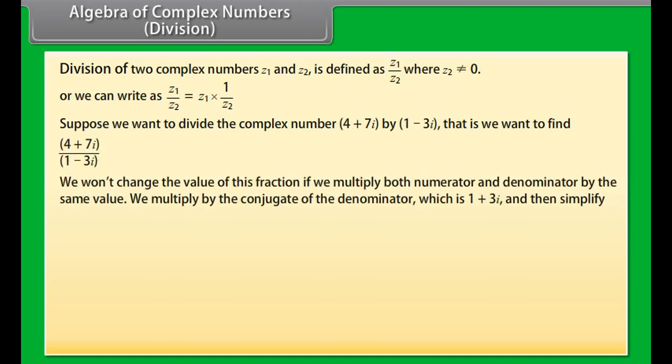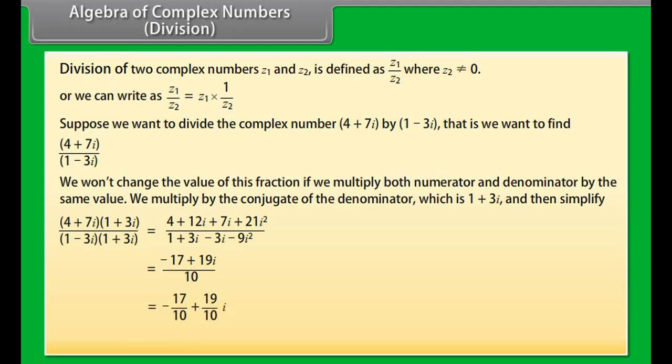We won't change the value of this fraction if we multiply both numerator and denominator by the same value. We multiply by the conjugate of the denominator, which is 1 plus 3 iota, and then simplify. 4 plus 7 iota into 1 plus 3 iota divided by 1 minus 3 iota into 1 plus 3 iota is equal to 4 plus 12 iota plus 7 iota plus 21 iota square divided by 1 plus 3 iota minus 3 iota minus 9 iota square.